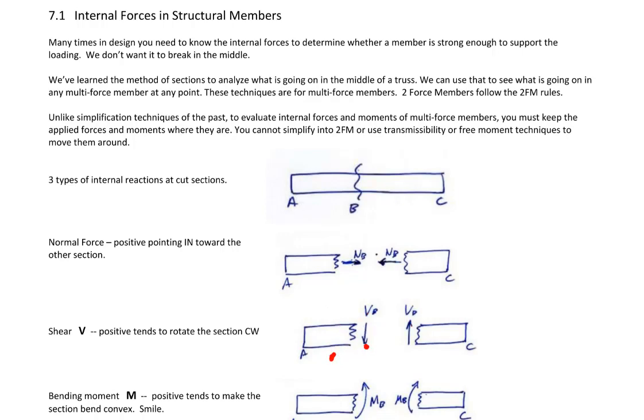The same thing happens on this side. If I said this is my point of rotation, positive shear on this side will tend to rotate this one clockwise as well. So our convention again is that on the left side, positive shear goes down. On the right side, positive shear goes up. And it's very important to follow these conventions.